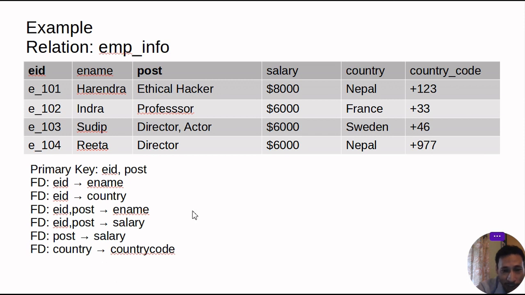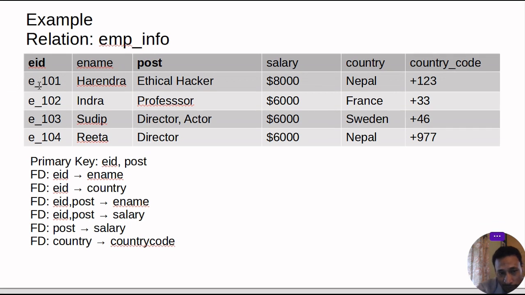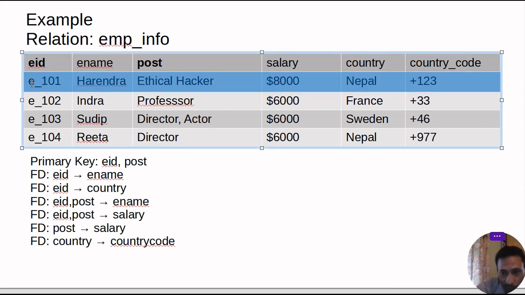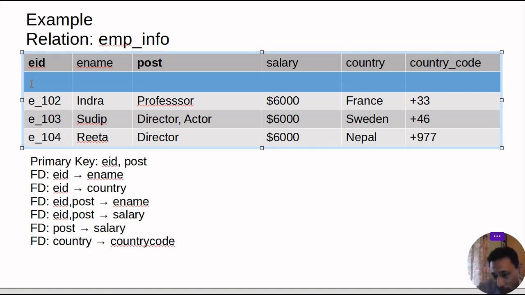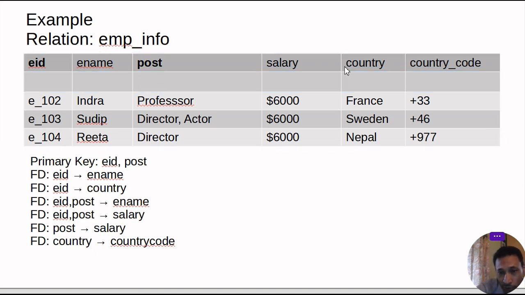Let's see this example. In this table, if we think we do not need the record of this first employee E101 and we delete this. What will happen? We delete the record of employee E101 because this record is not necessary for us, but we end up deleting information about the post, information about the country also.